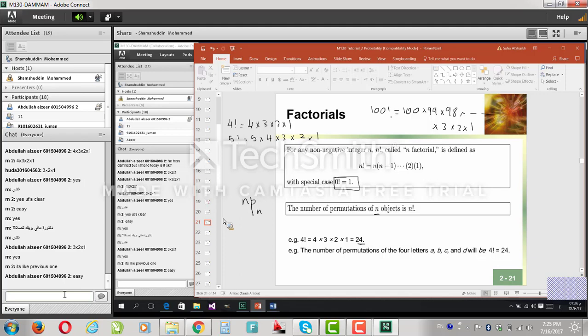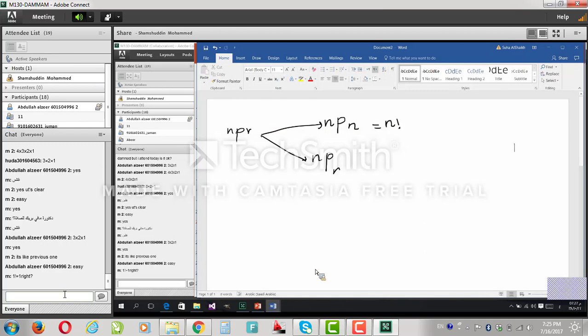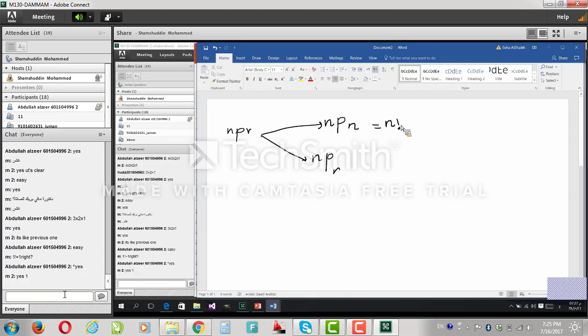The permutation of the letters A, B, C, and D is factorial 4, which is 24, which is 4 times 3 times 2 times 1. So you know that nPn, the permutation of n things, is factorial n, and factorial 1 is 1. That's correct. Now nPn is equal to factorial n, and this is how we put 4 things in 4 places.